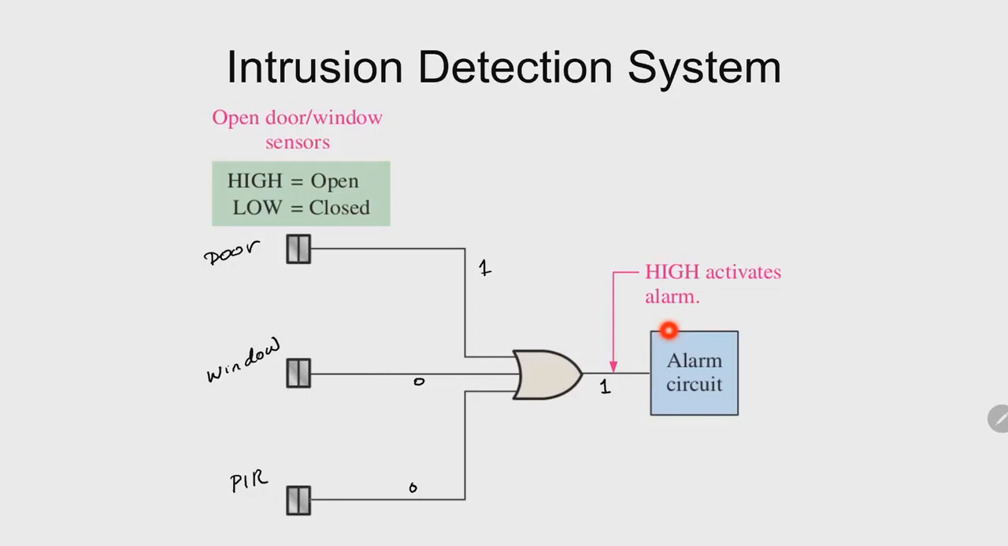Or someone gets into your house without going through the door or the window, but is moving around inside your house, you have a passive infrared sensor that detects the movement, and this becomes high, and that will sound the alarm circuit as well. So, a simple OR gate in operation.